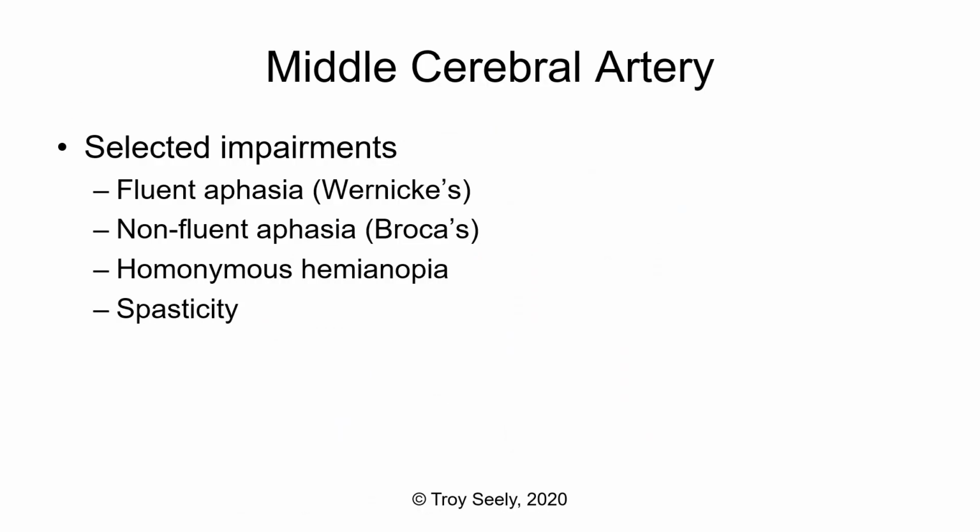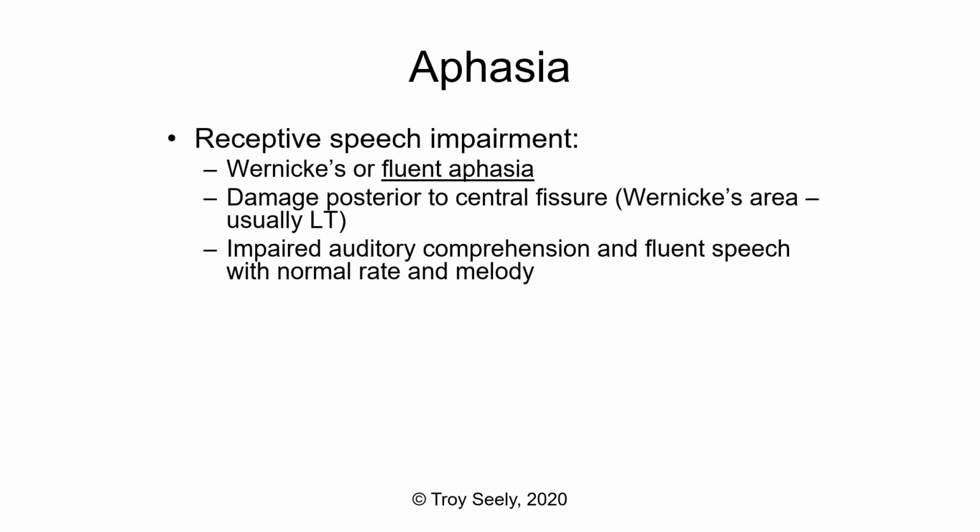To give a little bit more detail related to the middle cerebral artery, we're going to go over some selected impairments: fluent aphasia, also known as Wernicke's, non-fluent aphasia, known as Broca's, homonymous hemianopia, and also touching a little bit on spasticity. Aphasia is an impairment of language, and it tends to affect our comprehension or our ability to produce speech. It's almost always affiliated with an injury to the brain and frequently associated with stroke. We're going to contrast two different types of aphasia.